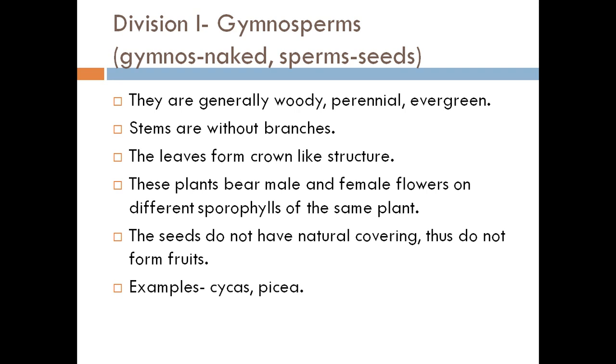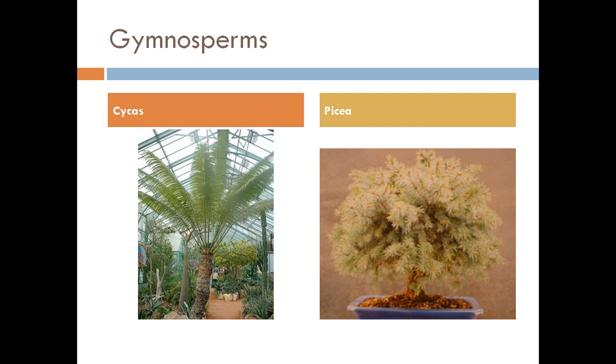Examples are cycas and piscia. This is the example of cycas. You can see this is a cycas plant, and you can see over here a crown like structure is formed by the leaves, okay, and this is a piscia, fine. If you want to see cycas, I would suggest, if anyone of you has visited Kala Kendra in Goa, right at the front door there is a huge plant of cycas, huge tree of cycas.